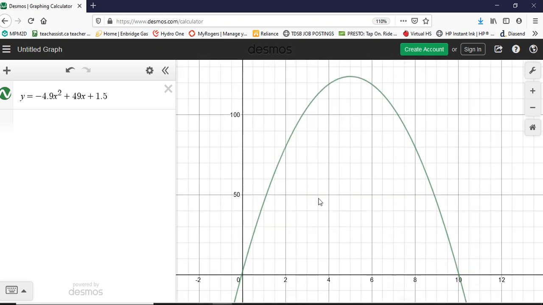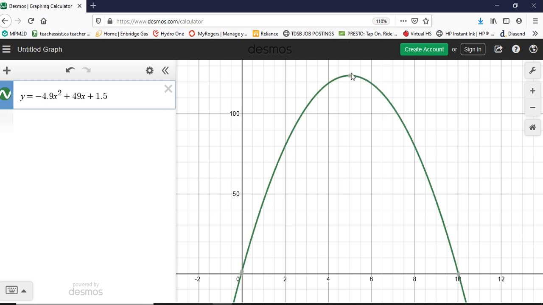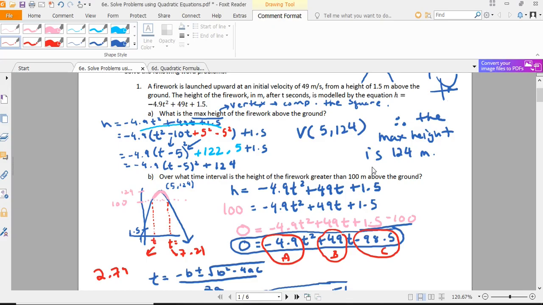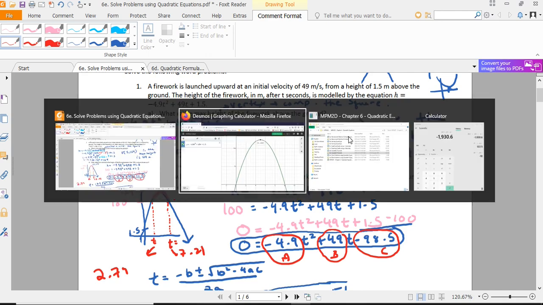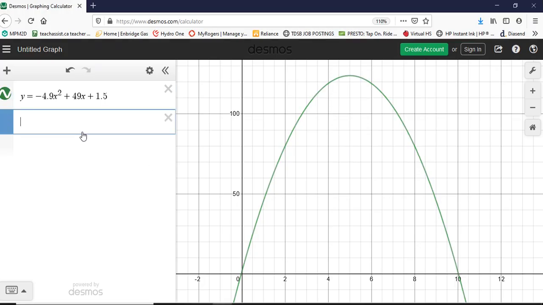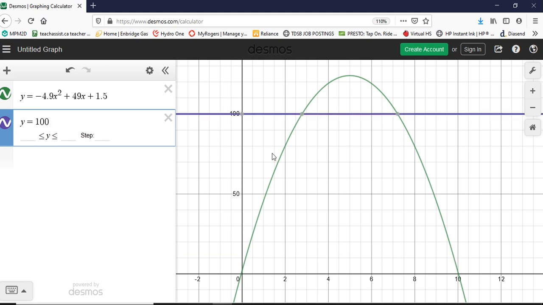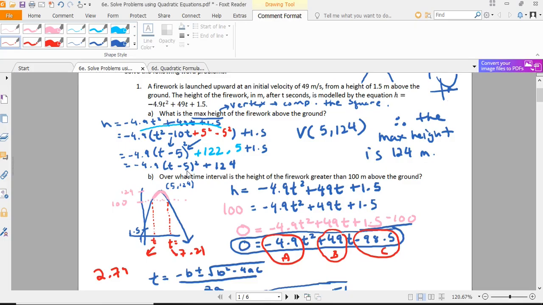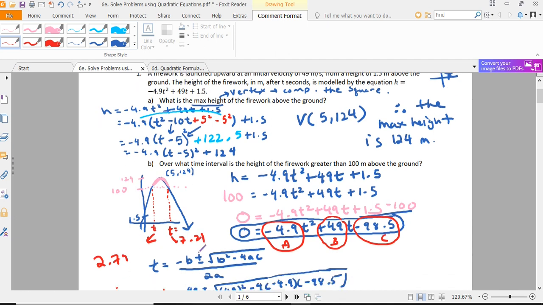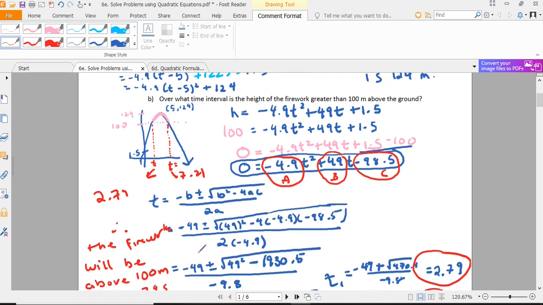Okay, so let's see if this makes sense. My max of 5, 124? Yep, 5, 124. Now, I want to see where, so I'm going to put y equals 100. This firework gets launched from a height of 1.5 meters, goes up, and I want to find out at what times will this be above 100. Well, the times are between 2.79 and 7.213. Okay? Awesome.